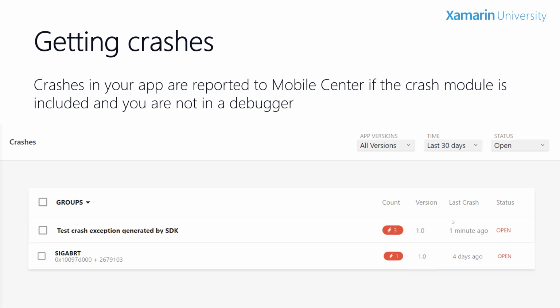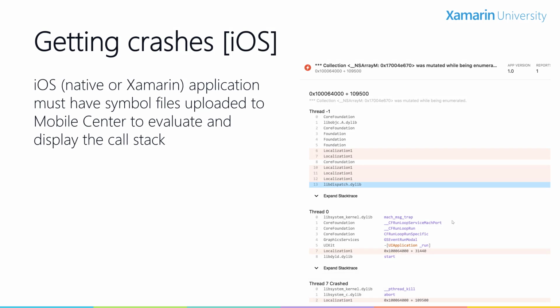Also, if you want to test the exception reporting, you can use a static method on the crashes class. It's called generate test crash, and you can see that's what we have here on the screen. Native and Xamarin-based iOS applications have an additional requirement. You have to upload symbols to the portal so the system can symbolicate the call stack. Having symbols allows Mobile Center to give you a full view of the crash activity, and without them, it's really hard to identify the issue, and in Swift and Objective-C applications, just about impossible.